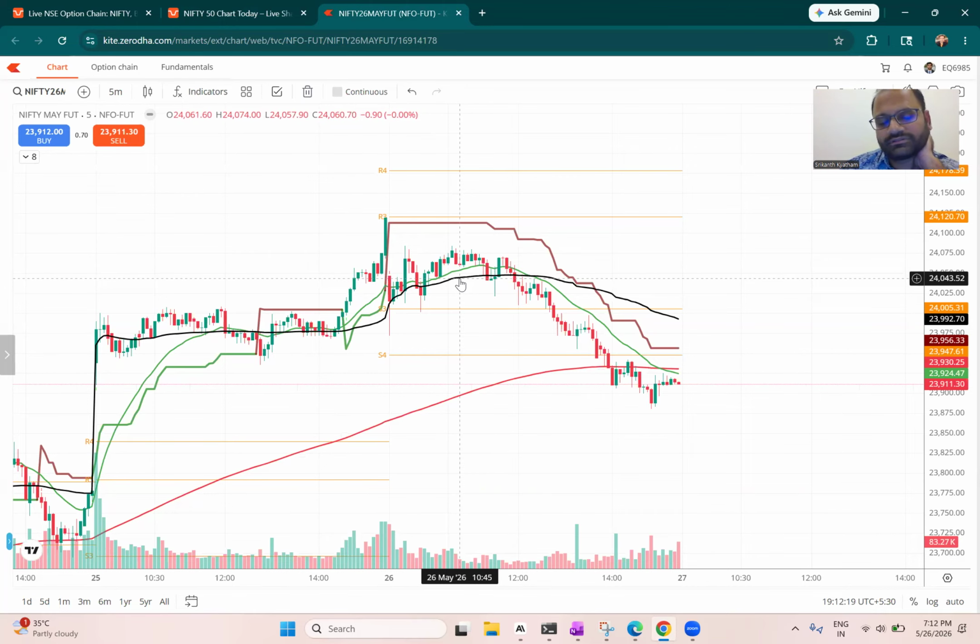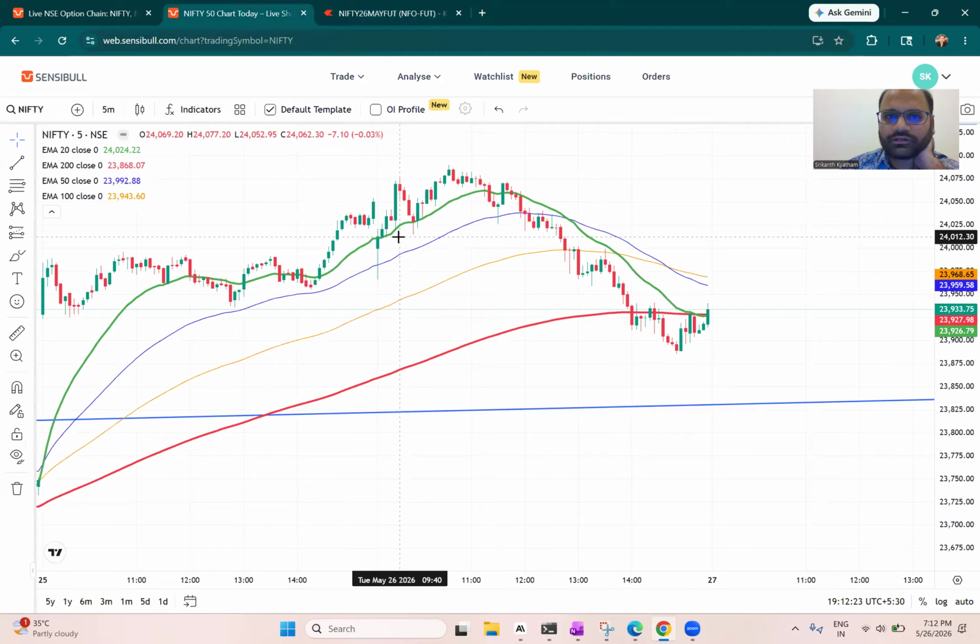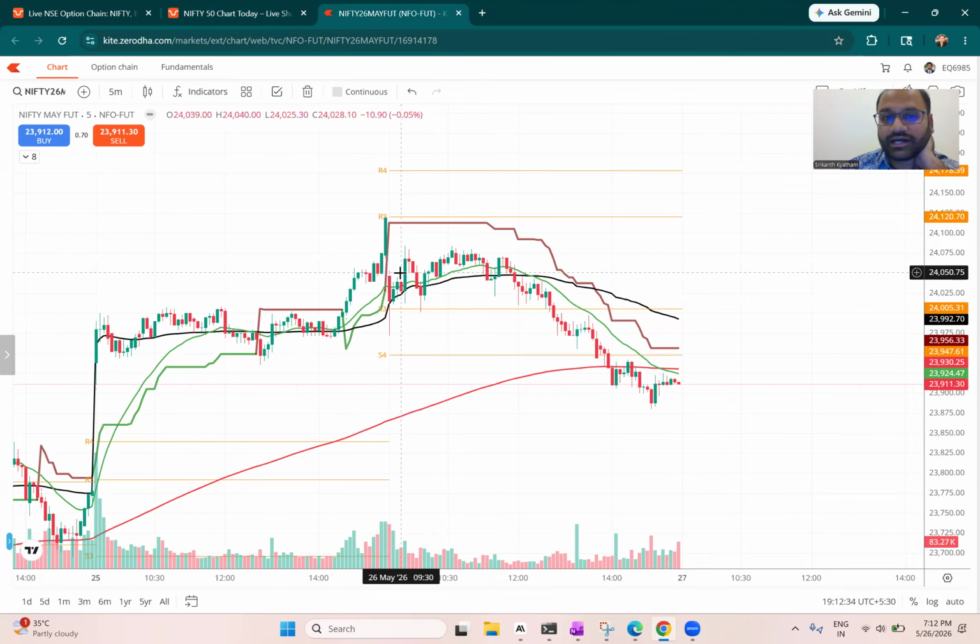I'll personally not be getting into it, but I can understand if someone wants to take a small CE trade. Again, I'm an option buyer, so I'm talking from an option buying perspective. I think it's okay to take a trade, but go with caution. Looking at the futures chart, at least I won't be getting into a trade.